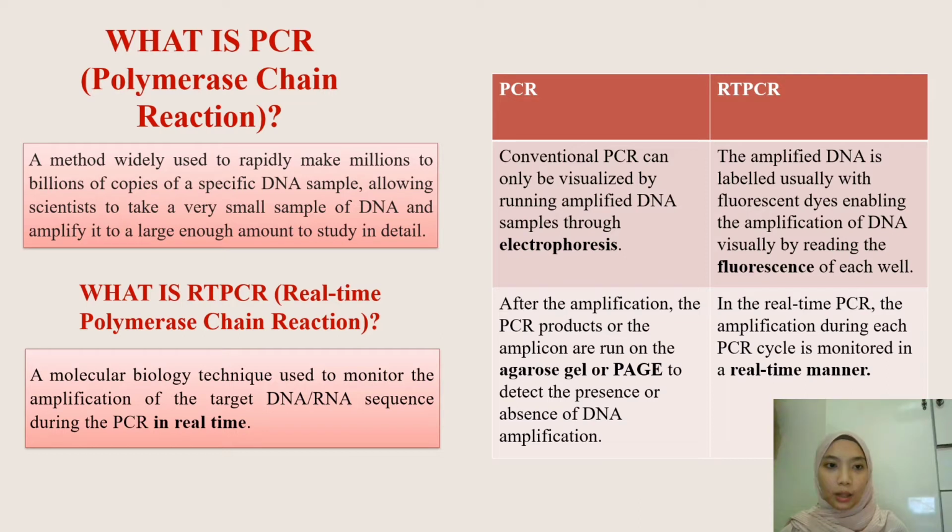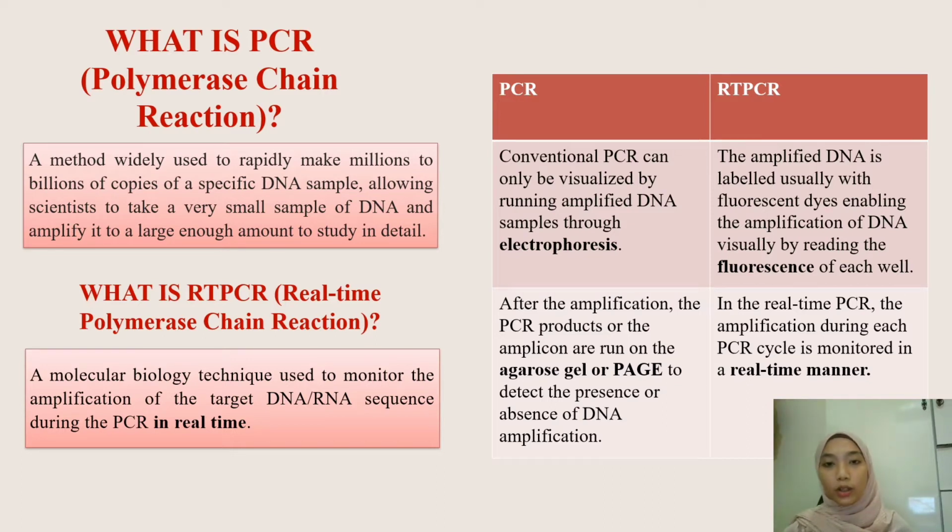So what is PCR? PCR is a method used to make millions to billions of copies of a specific DNA sample, which allows scientists to take a very small sample of DNA and amplify it to a large enough amount to study in detail. In this presentation, we will be focusing more on real-time PCR. Real-time PCR is a molecular biology technique used to monitor the amplification of the target DNA or RNA sequence during the PCR in real time.